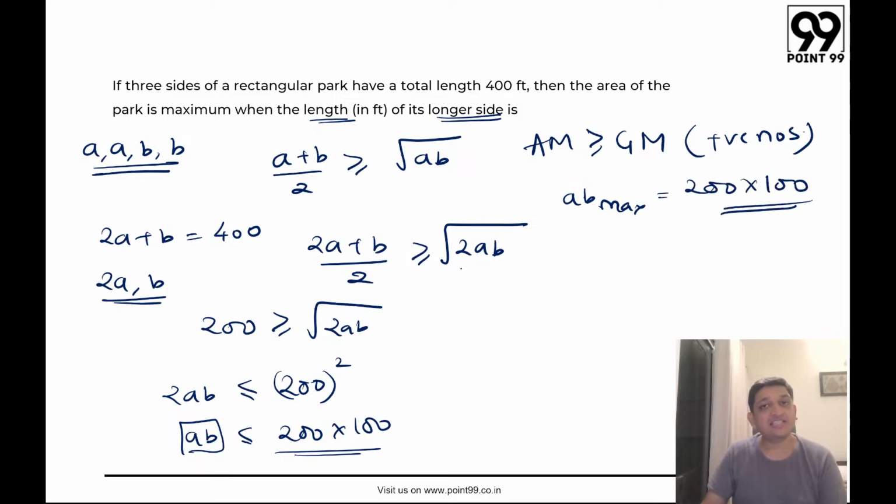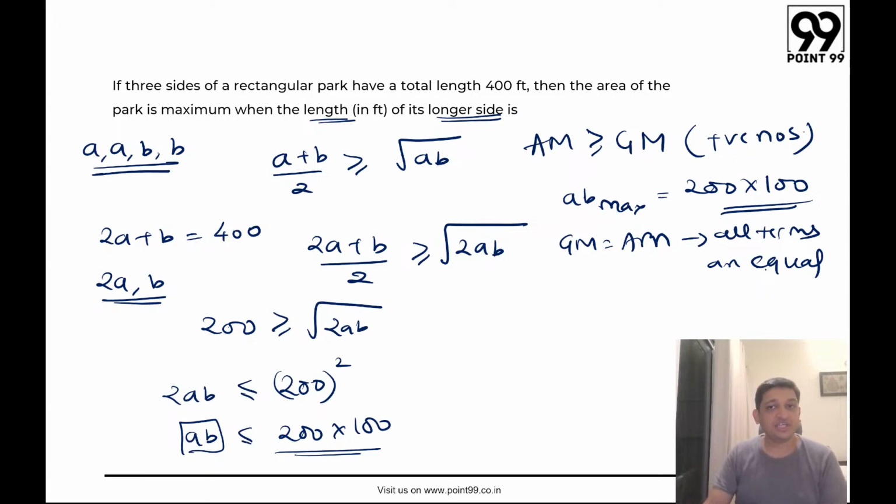But when will this maximum happen? AM is greater than or equal to GM, मेरे को पता है. But when will AM be equal to GM? GM is equal to AM when all terms are equal. When all the constituent terms are equal, only then your GM will be equal to your AM. अब यहाँ पे constituent terms क्या थे? 2a and b were the constituent terms. So 2a should be equal to b in this context.